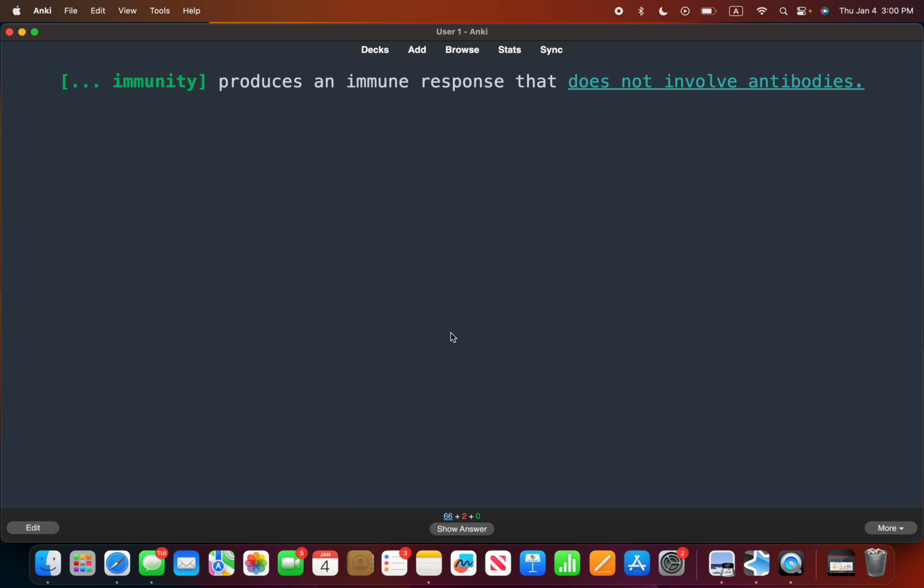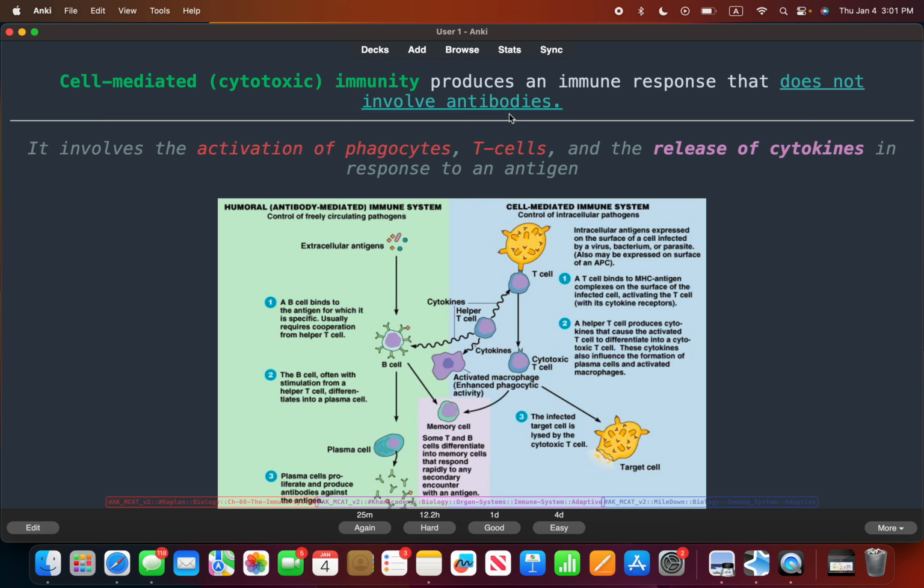What immunity produces an immune response that does not involve antibodies? It should be innate immunity. So we have cell-mediated cytotoxic immunity that produces immune responses that do not involve antibodies. This involves the activation of phagocytes, T cells, and the release of cytokines in response to an antigen. And as you can see here, this is the pathway.